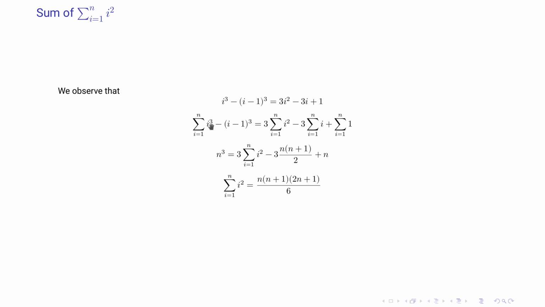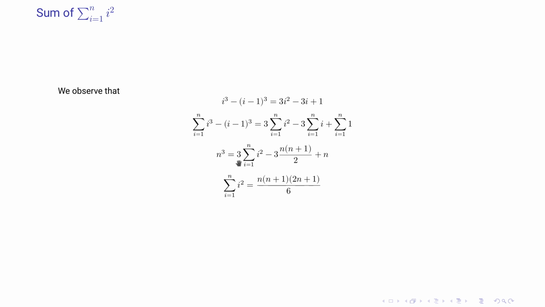Now if you look at the left hand side, when i is 1, it will be 1 cube minus 0 cube. When i is 2, it will be 2 cube minus 1 cube. So 1 cube gets cancelled. When i is equal to 3, it is 3 cube minus 2 cube. The 2 cube from the previous term is cancelled and so on. So in the end, you'll be left with n cube.